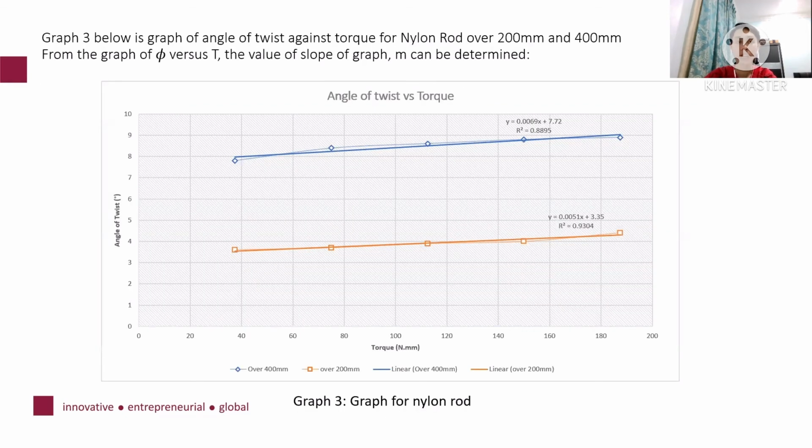Graph 3 below is the graph of angle of twist against torque for the nylon rod over 200 millimeter and 400 millimeter. From the graph of angle of twist versus T, the value of the slope can be determined, where the slope for 400 millimeter is 0.0069 and the slope for 200 millimeter is 0.0051.